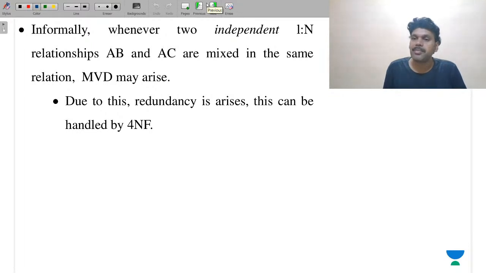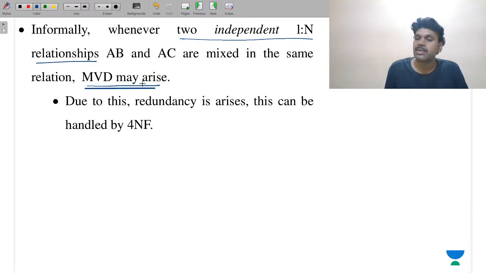This is another very important shortcut. Whenever you have two or more independent one-to-many relationships, then there is a chance of multi-value dependency arising. Due to MVD, there is redundancy in BCNF. This can be handled by fourth normal form.